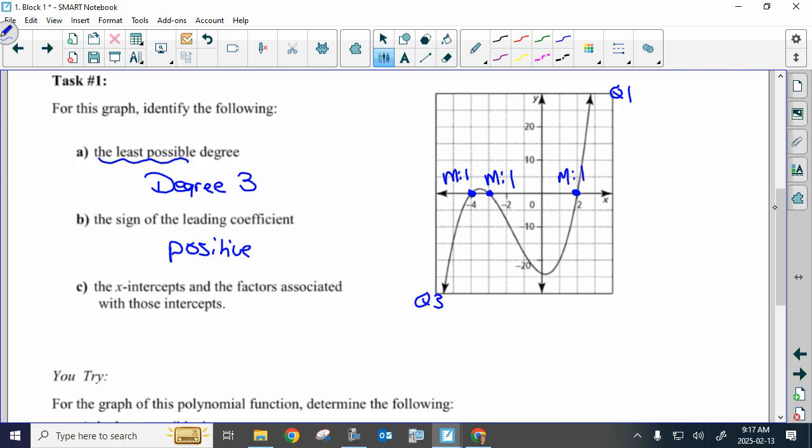Okay? Now, what we're going to do, and you can't say that this is your equation. It's not just x-intercepts that make a polynomial function, but all we're going to do is grab the x-intercepts, x equals -4, x equals -3, and x equals 2, and we're going to bring them back to the linear factors.